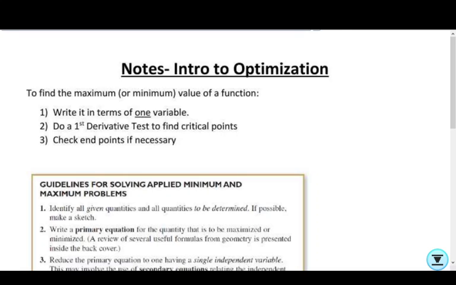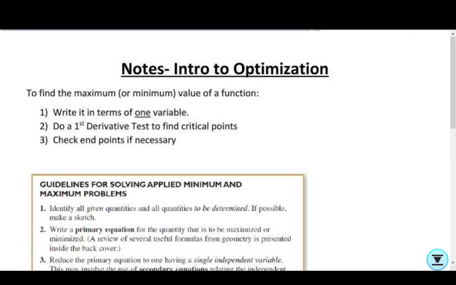First derivative test means you take the derivative, set it equal to 0. You do your line test to find where your derivative is positive and negative. That'll give you your critical points and tell you whether or not they're maximums, minimums, or neither. And then, of course, you check your endpoints if necessary.